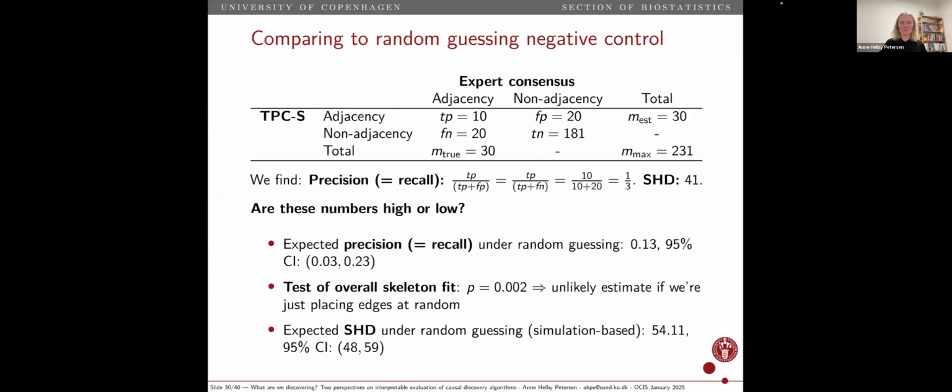We can also, using simulation, find out what the expected structural Hamming distance would have been under random guessing, and then it would have been about 13 edges extra. And we have a confidence interval for that as well. So that can help us understand what these numbers mean and how we should interpret them.